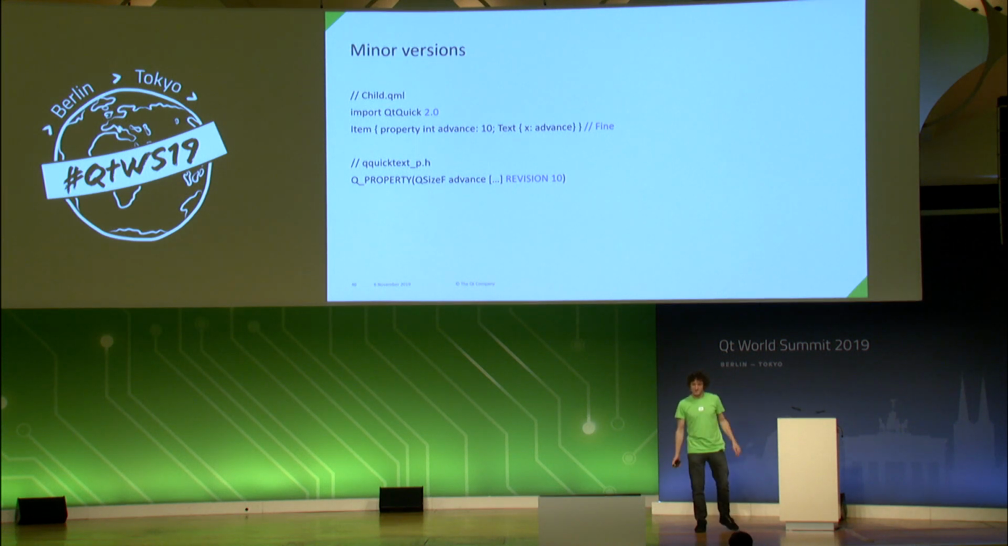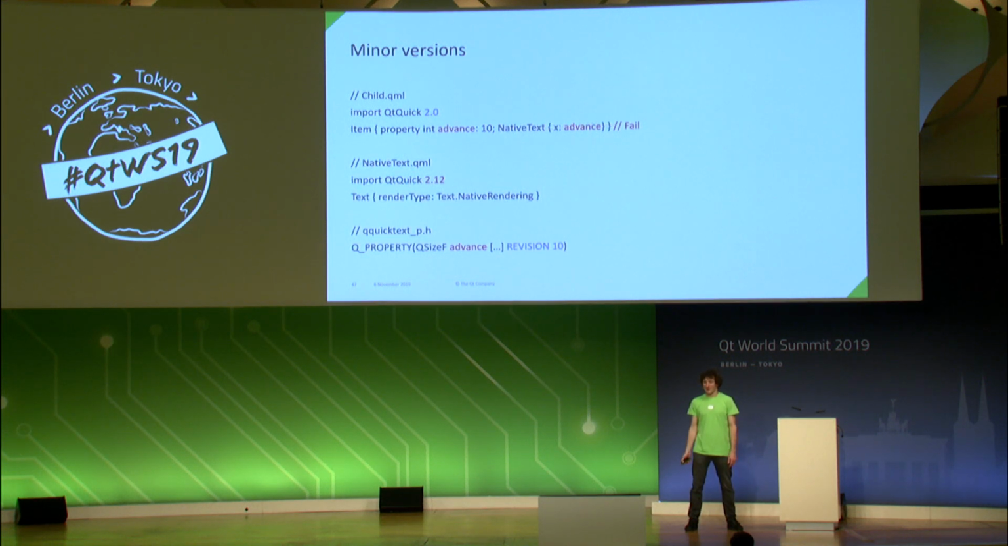And then about minor versions. So say you have this example again. You have an item that has a property advance in the root item of the component and uses that in a child item. And that works because in our QQuickText, we have the advance property flagged with the revision 10. And as long as this import doesn't increase to 10, we are fine.